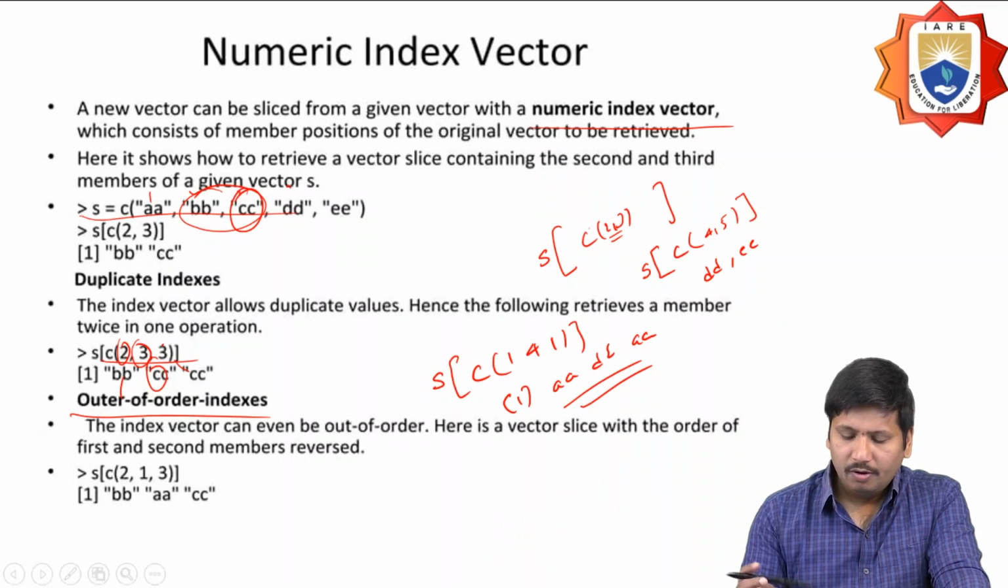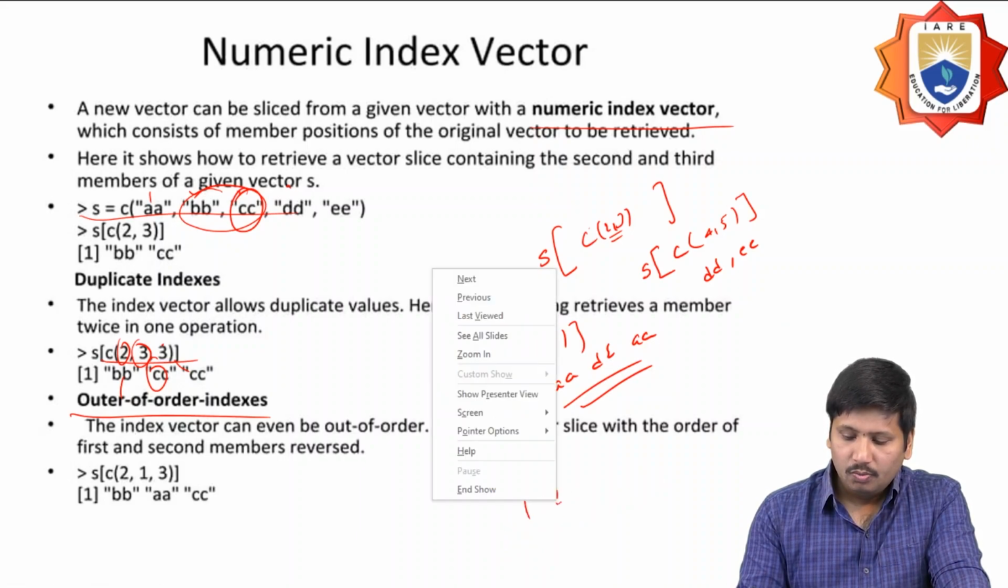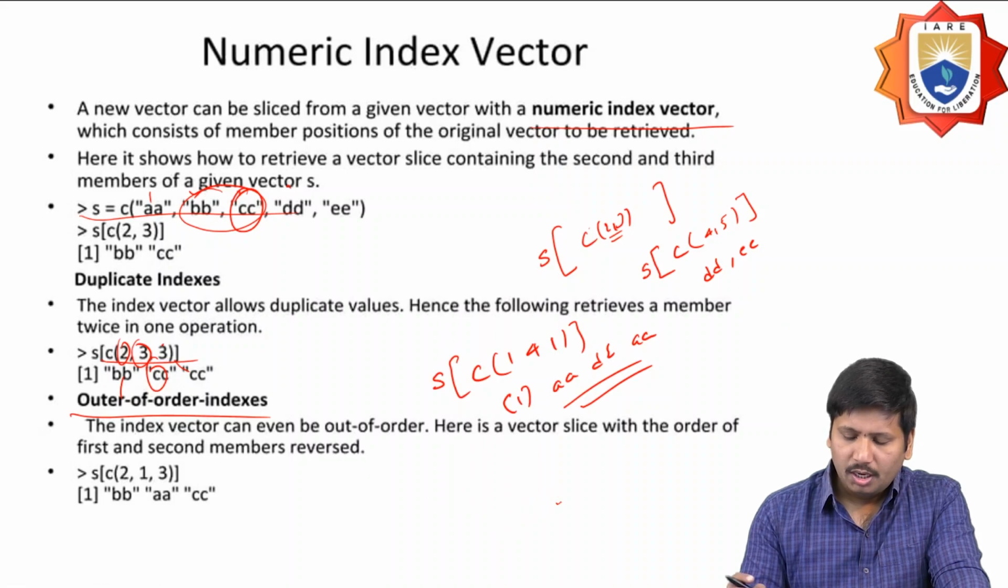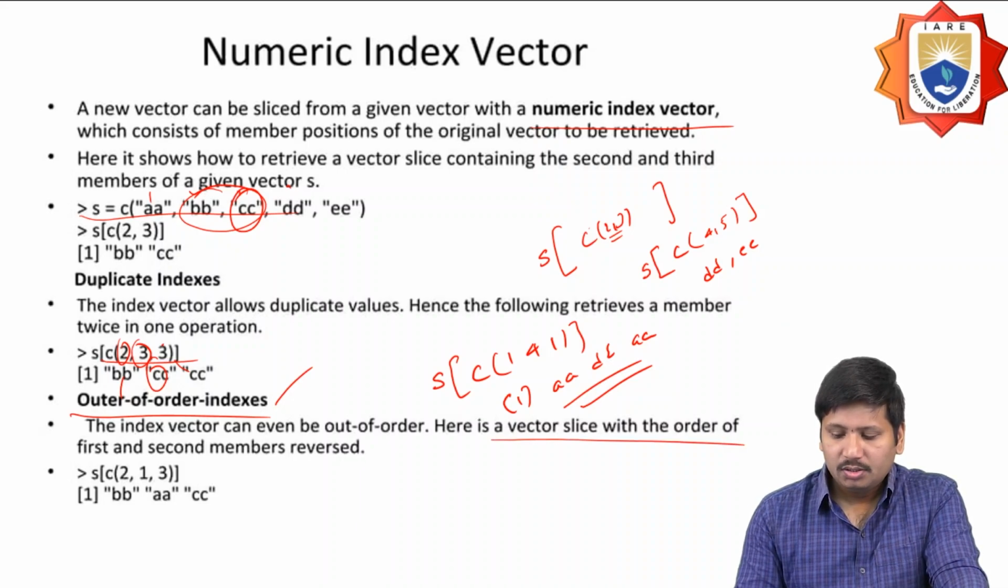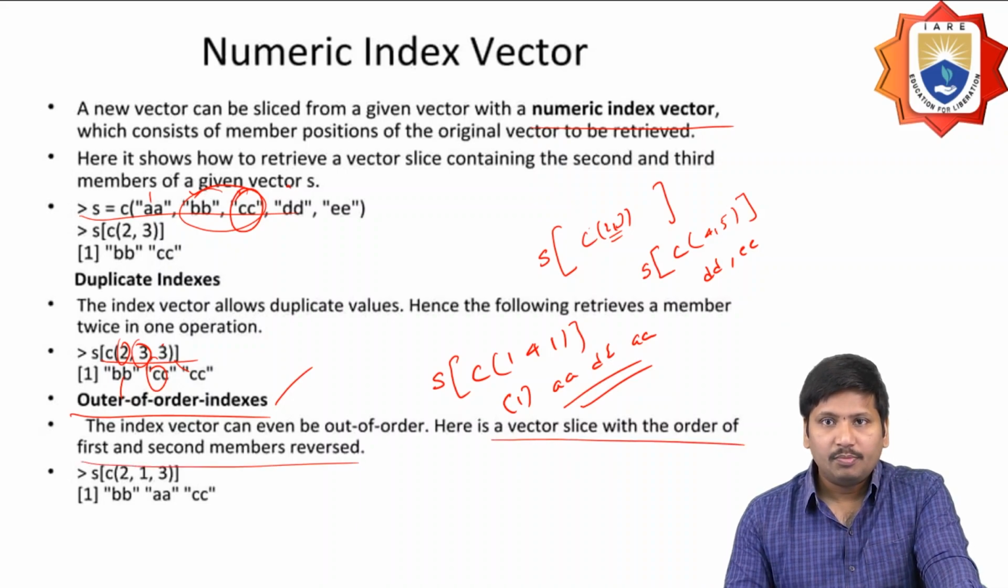Normally in most cases I'm going to access in 1, 2, 3 order, or I can write 1, 3, 5 like this. Again, 4 may not come. So this is the other case. What I'm going to say is out-of-order indexing. So with this out-of-order indexing, the vector slice should have the first and second numbers reversed.